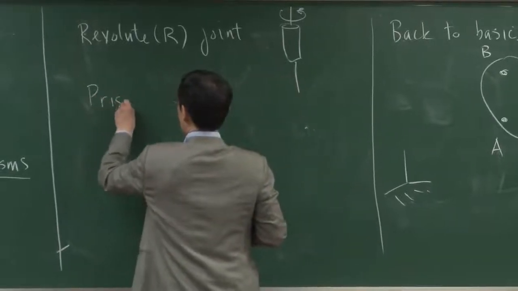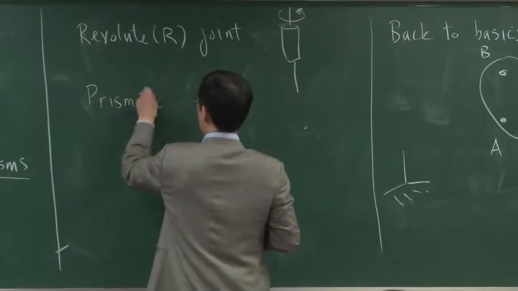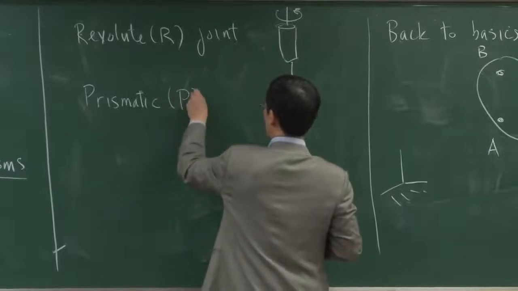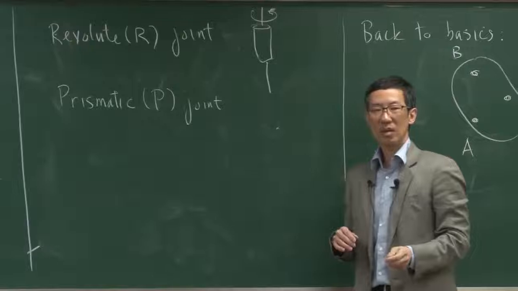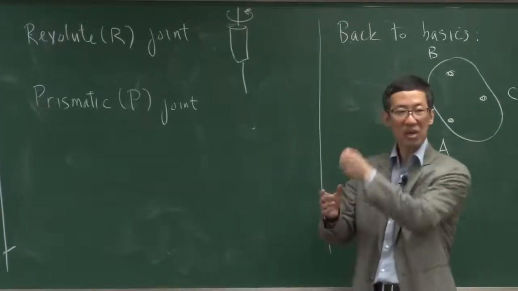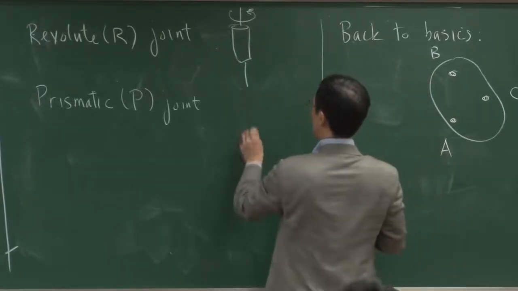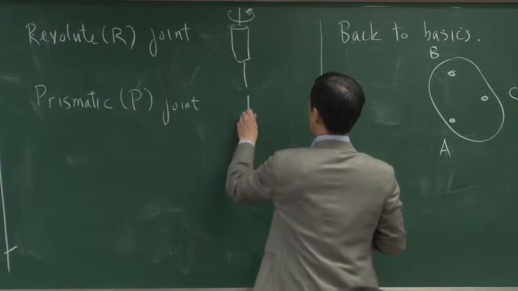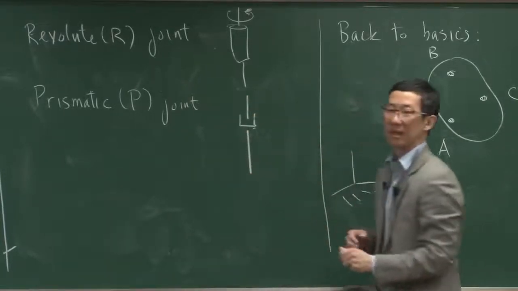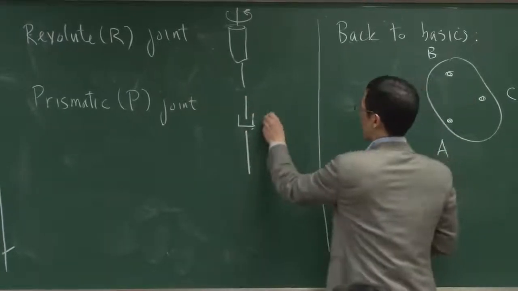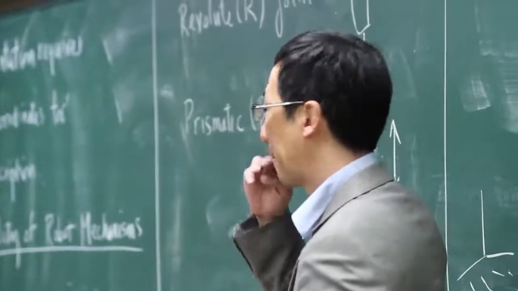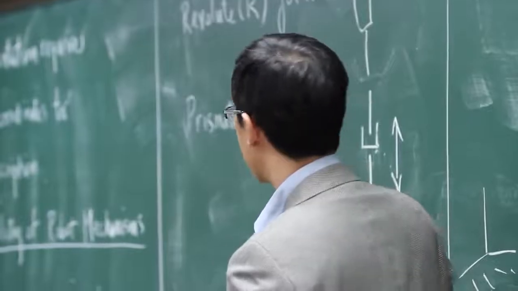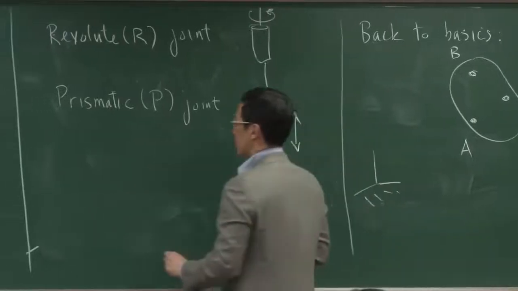Another common joint is something called the prismatic joint. Use the letter P for it. This is a linear joint, and its symbol I'm going to represent like that. This allows for linear motion.